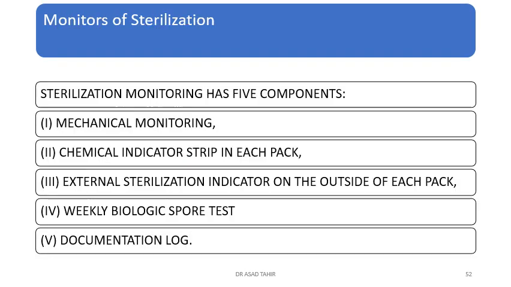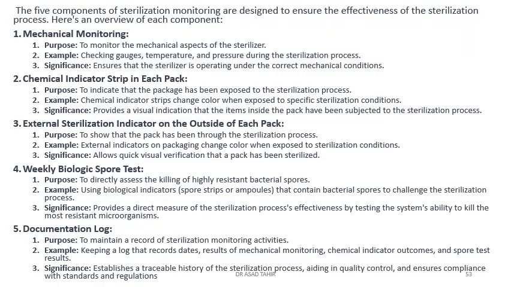Monitors of sterilization. Sterilization monitoring has 5 components. 1. Mechanical monitoring. 2. Chemical indicator strip in each pack. 3. External sterilization indicator on the outside of each pack. 4. Weekly biologic spore test. 5. Documentation log.